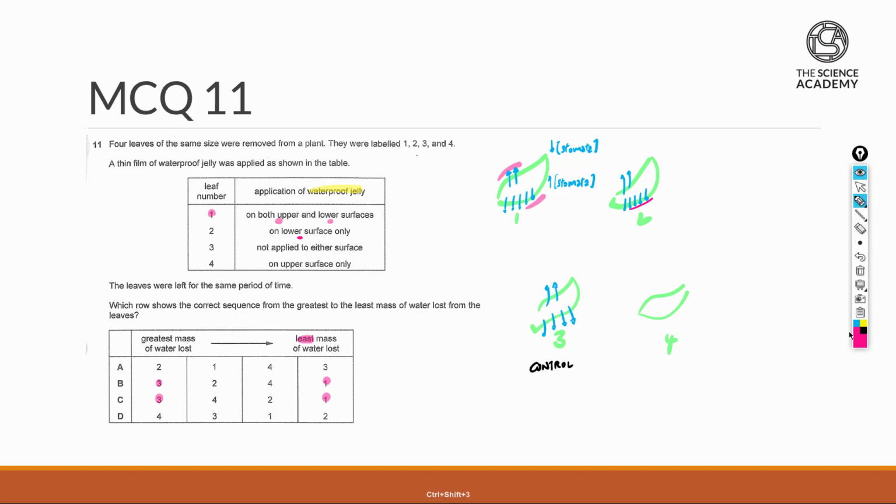And for number 4, the application was found on the upper surface. On the upper surface, the prevention of water loss is there, but not as great as compared to 2, because the bottom is where most of the water is lost. So I'll then say that the greatest mass of loss will be followed by 3, 4, 2, and lastly 1. And therefore the answer for this question, 3, 4, 2, 1, is option C.